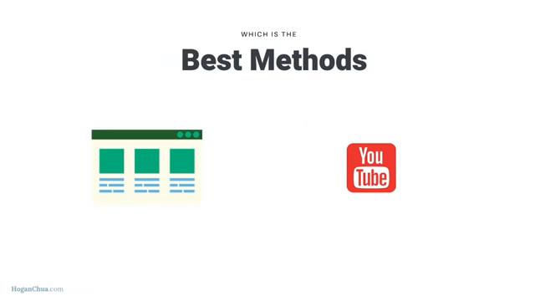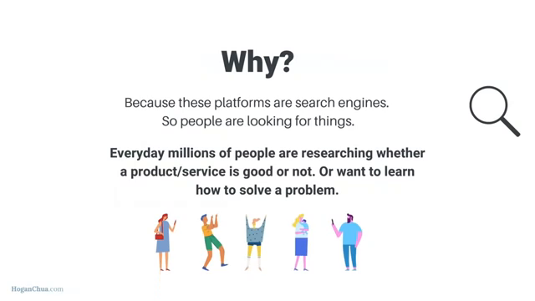The best two ways are your website and a YouTube channel. Okay, so in this video, we're going to focus mostly on creating an affiliate website. So the reason why it's best to promote on a website or a YouTube channel is because these platforms are search engines. So people are actually typing in Google, looking for things, researching different products and services and trying to figure out, is this product good or not?